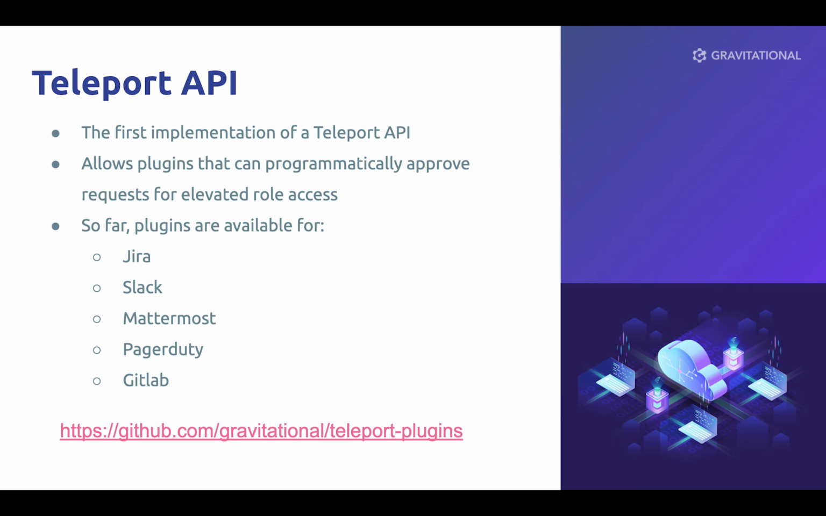Using the Teleport plugins, you can link those up to an external service so that when a request is made, it sends through to Jira. It puts a ticket in Jira saying, hey, can I have elevated access, please? It can make a request to Slack or Mattermost.